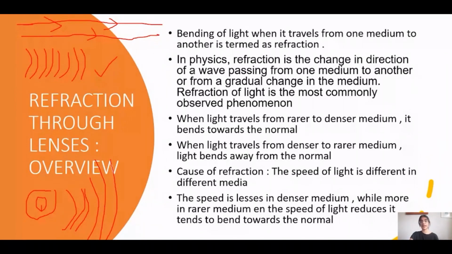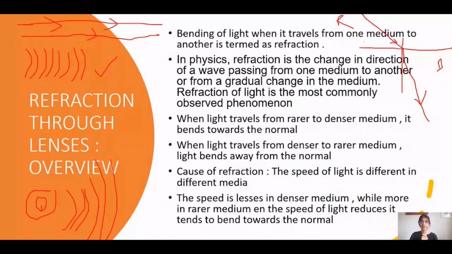In physics, refraction is the change in direction of a wave which is passing from one medium to another. So you know, if this is a medium that is separating, this is the line that is separating two medium, and light is coming in this direction. If this is the rarer medium and this is the denser medium, then light will travel towards the normal and it will go in a certain direction. When light travels from a rarer to a denser medium, it will bend towards the normal, but when light travels from a denser to a rarer medium, light bends away from the normal.